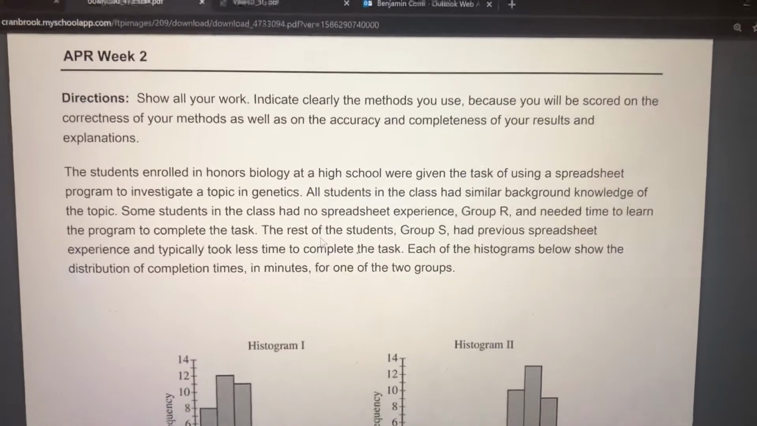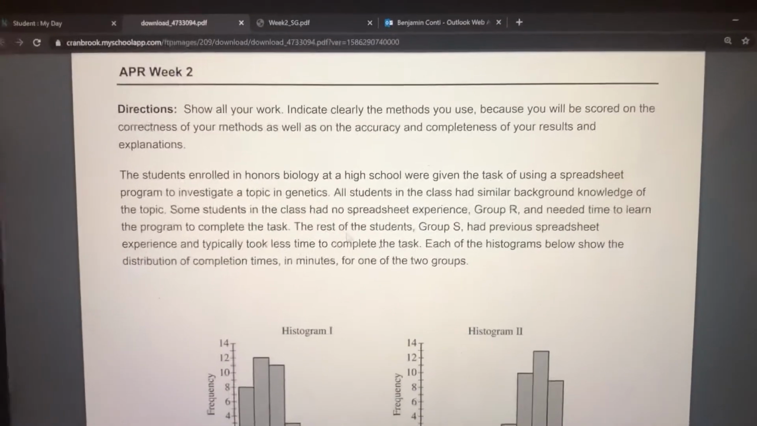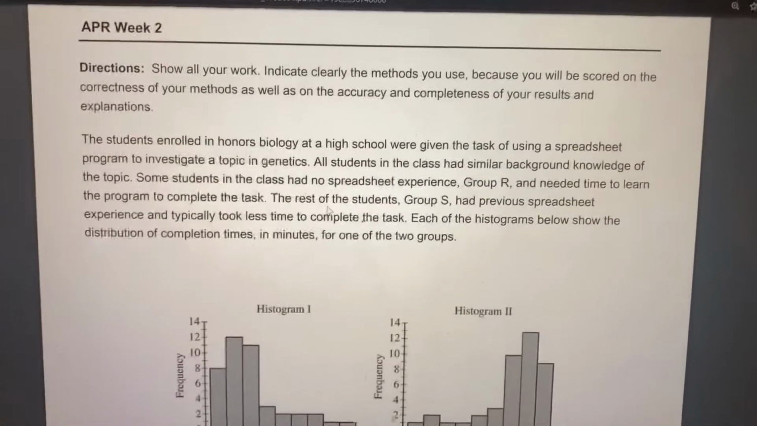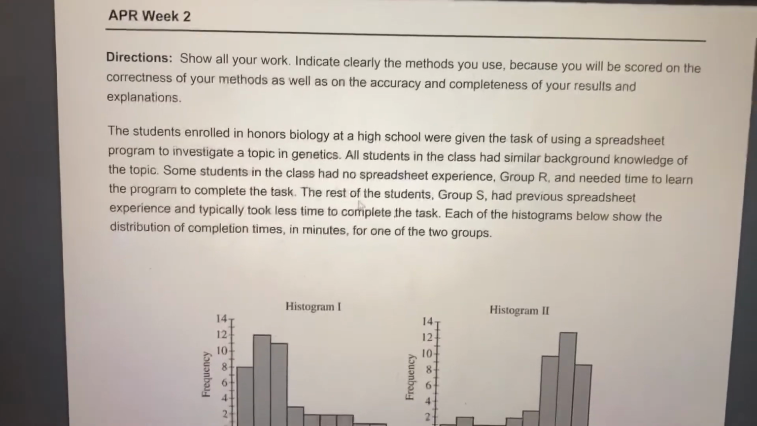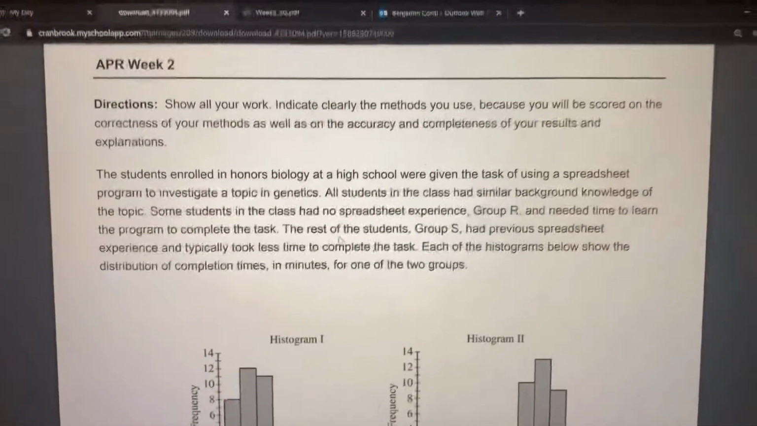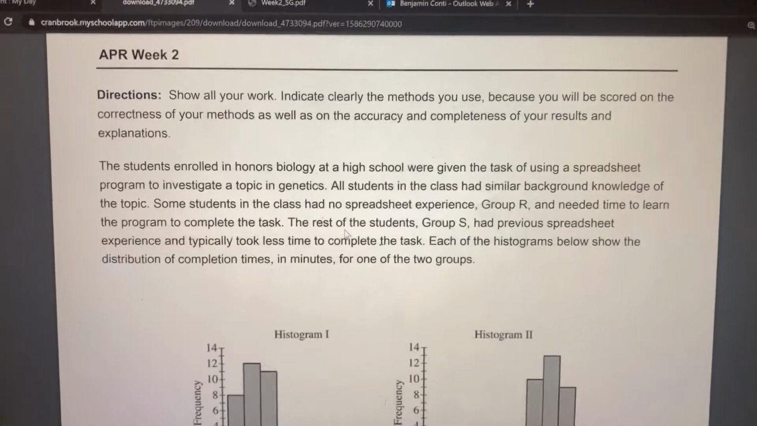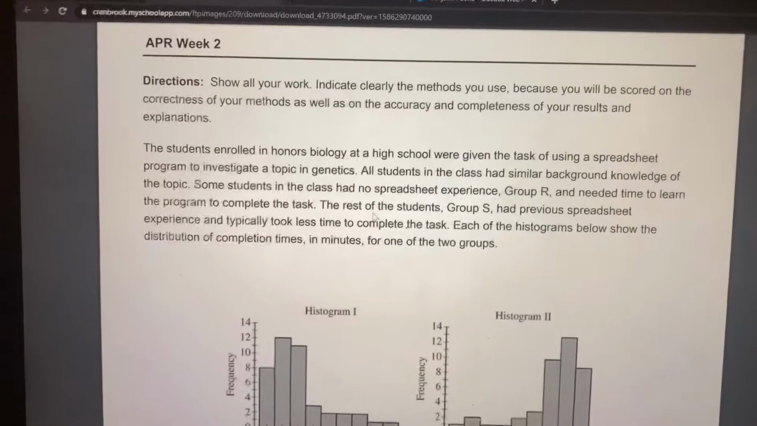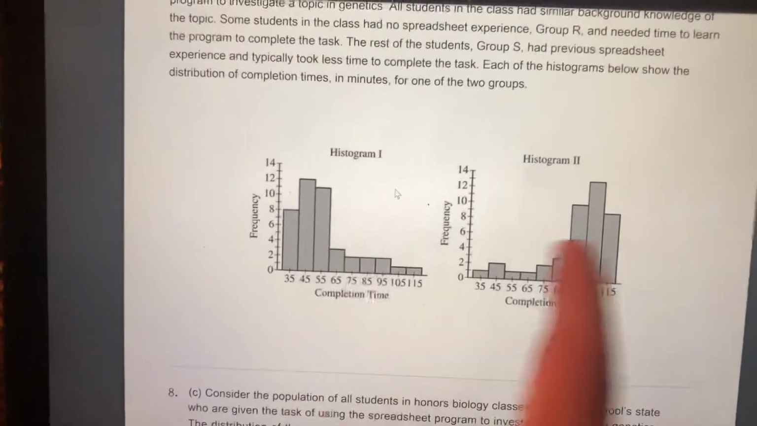Some students in the class had no spreadsheet experience, Group R, and needed time to learn the program to complete the task. The rest of the students, Group S, had previous spreadsheet experience and typically took less time to complete the task. Each of the histograms below show the distribution of completion times in minutes for one of the two groups. Histogram 1, histogram 2.